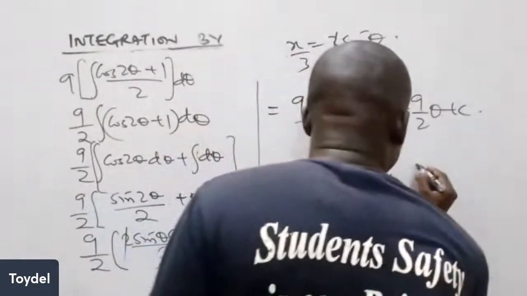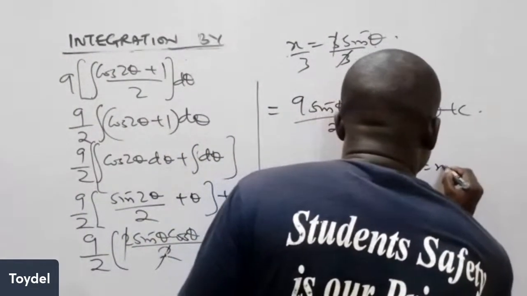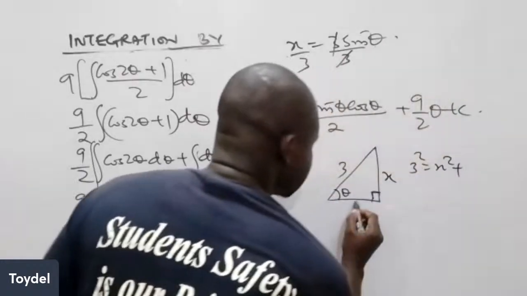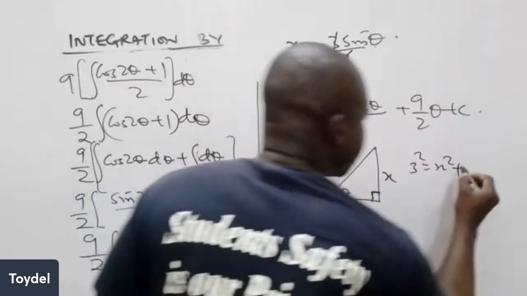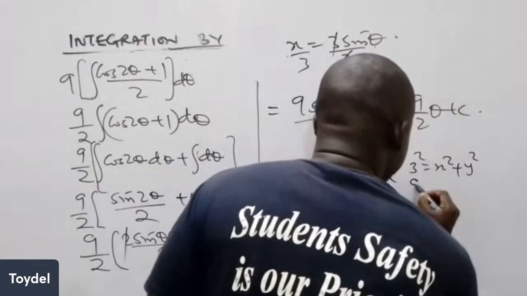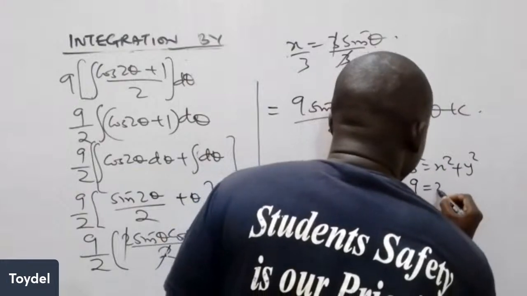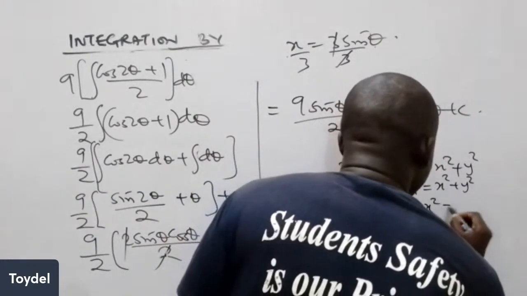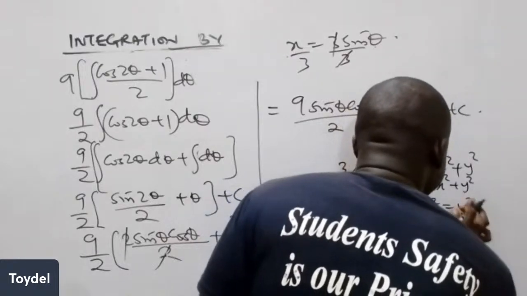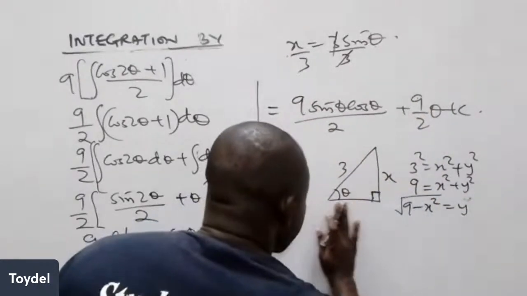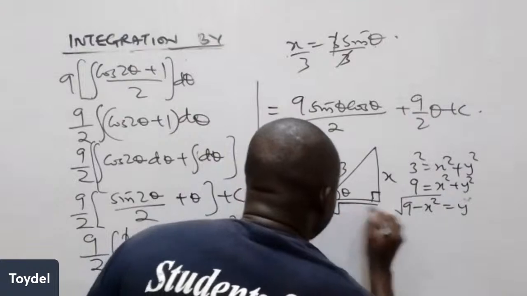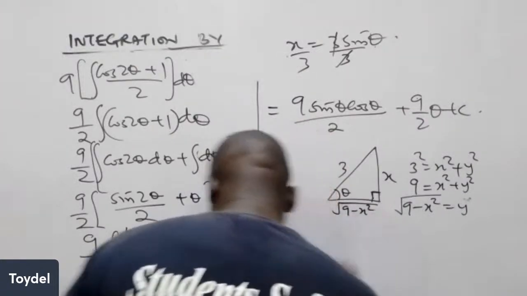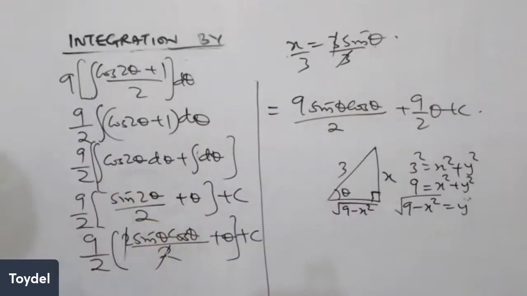So if I do that, what will I get? I'm going to apply Pythagoras theorem here. I'll say 3 squared is equal to x squared plus this adjacent side that we are looking for, let's say y, so y squared. Then I'm going to have 9 is equal to x squared plus y squared. So I can have 9 minus x squared equal to y squared. If I take the square root of both sides, this side here will be the square root of 9 minus x squared.